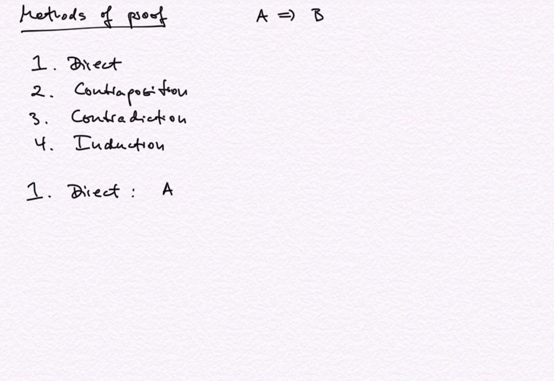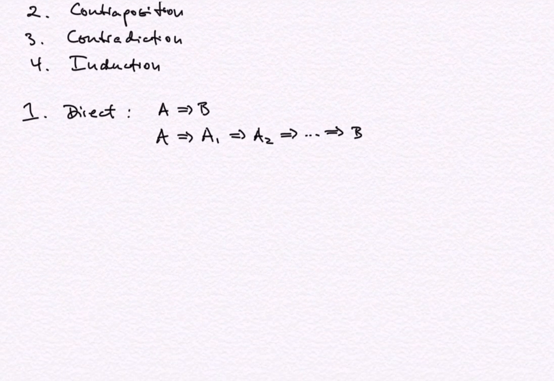So the idea is that we want to show A implies B. And we do this by assuming A and then showing that this implies a statement A1, implies another statement A2, implies a sequence of statements until we arrive at statement B. Straightforward, that's why it's called direct. So let me give the example.